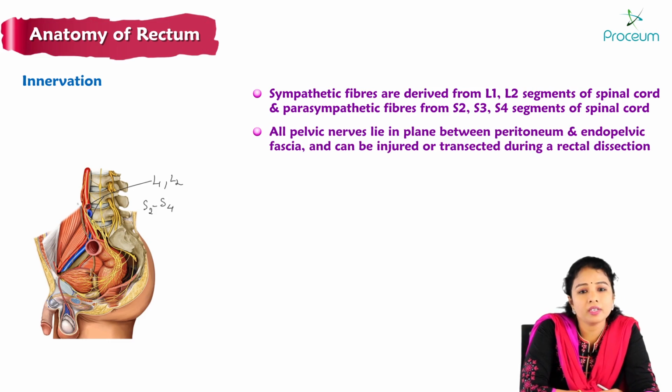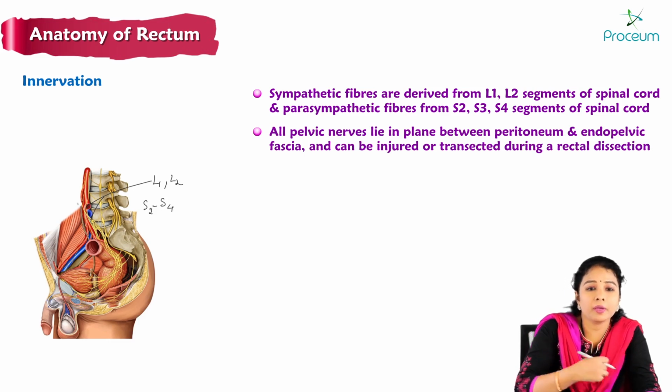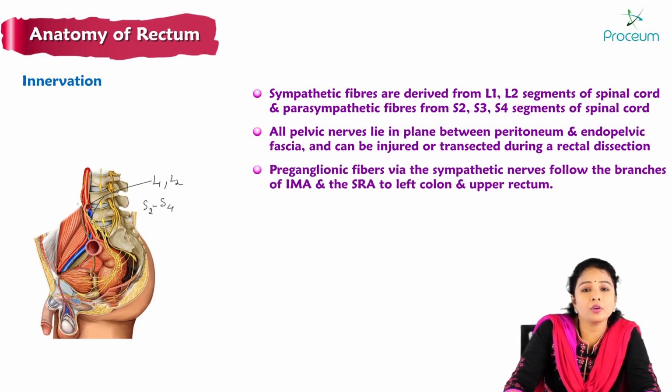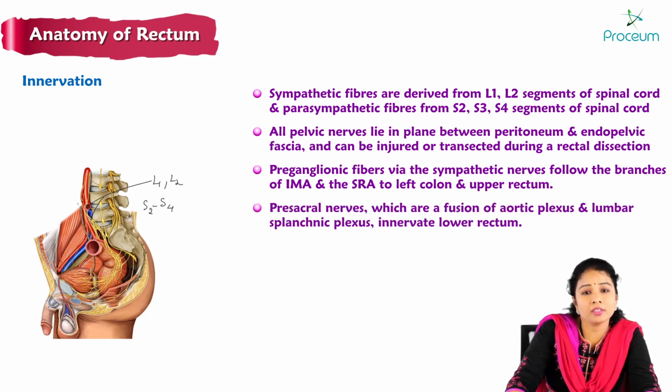All the pelvic nerves lie in the plane between the peritoneum and endopelvic fascia and can be injured or transected during rectal dissection. The preganglionic fibers via the sympathetic nerves follow the branches of the inferior mesenteric artery and superior rectal artery to the left colon and upper rectum. The presacral nerves, which are the fusion of the aortic plexus and lumbar splanchnic plexus, innervate the lower rectum.